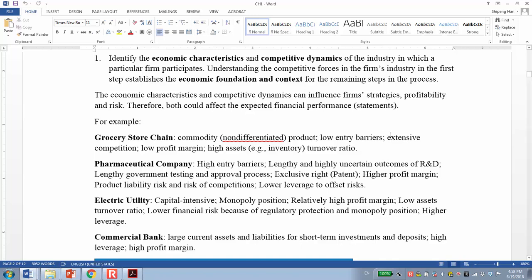Also, this industry has extensive competition, with so many players. Because of competition, grocery stores usually have a lower profit margin. And to achieve reasonable profitability, they actually have a very high asset turnover ratio.